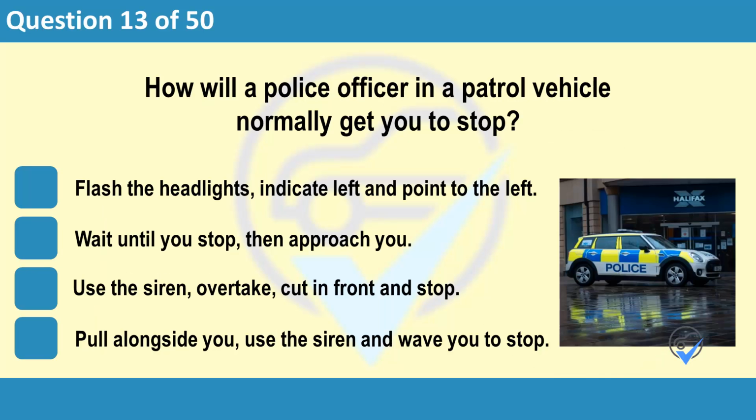How will a police officer in a patrol vehicle normally get you to stop? Flash the headlights, indicate left and point to the left. Wait until you stop, then approach you. Use the siren, overtake, cut in front and stop. Pull alongside you, use the siren and wave you to stop.